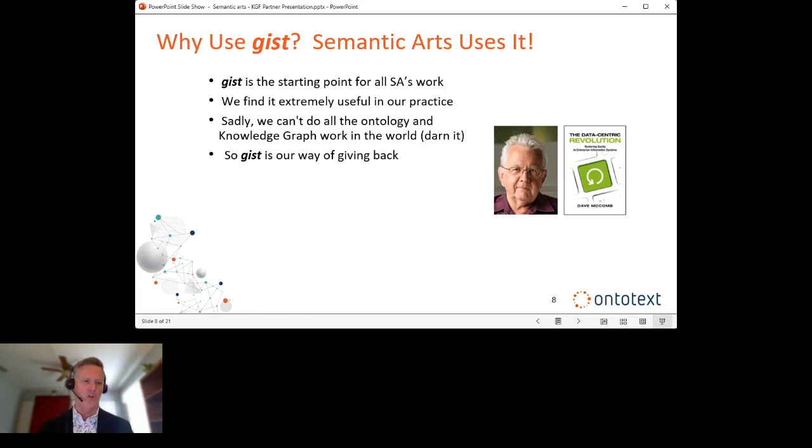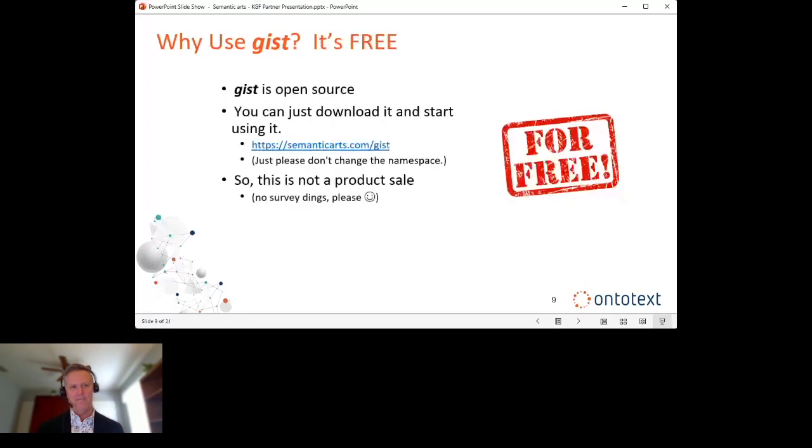Semantic Arts can't do all of the knowledge graph work in the world. So, darn it, we kind of say, well, let's give back and put this freely available ontology out there, so that other people can start with it, even if it's not a client that we're going to be working with. And as I just said, we put it out there for free. So GIST is open source. You can just download it and start using it. The only thing we ask is you don't change the namespace. So don't take all the things and then put your namespace on it and make it seem like you made it up. Just leave it as Semantic Arts GIST and use it and extend it.